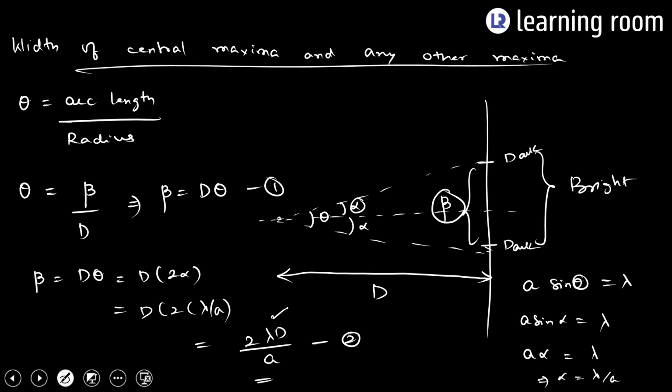I didn't take this A sin theta in the derivation. That theta is the angle made by the ray with the horizontal. In this case, I took this whole angle to be theta, so don't get confused between this theta and this theta. If it is confusing you, I'll write it as theta 1 here. A sin theta 1 is lambda.